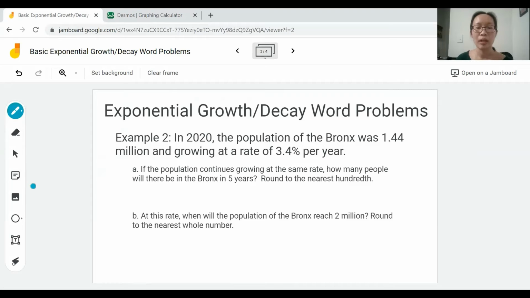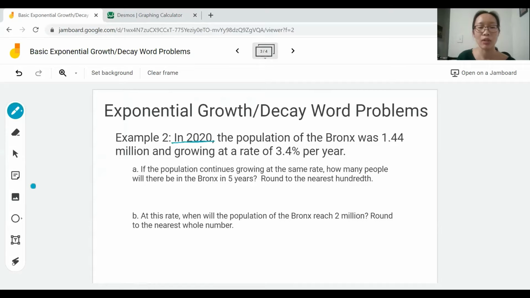In this problem, the population of the Bronx in 2020 was 1.44 million and growing at a rate of 3.4% a year. If the population continues growing at the same rate, how many people will be in the Bronx in 5 years, round to the nearest hundredth? So I'm going to annotate the key information.